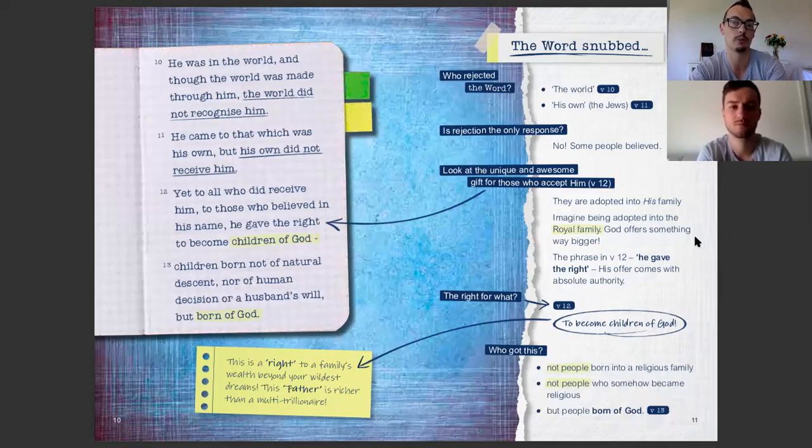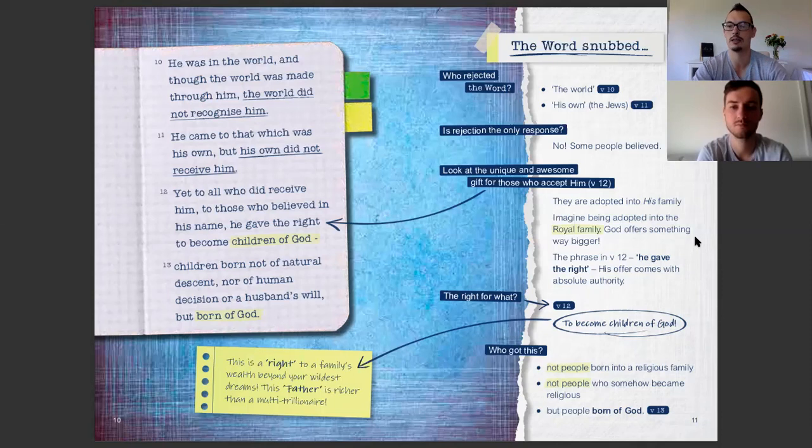Look at the unique and awesome gift that is for all who accept him, who accept the word. In verse 12, we're told that he gave the right to become children of God. Those who believe are adopted into his family. So imagine being adopted into the royal family. I said that to someone the other week, and I said I can't think of anything worse. Maybe Harry and Meghan are reflecting something of that as they break away from the royal family. But you can still see that being adopted or drawn into a royal family is big, significant, weighty. There's lots on offer there, but God here offers something even way bigger.